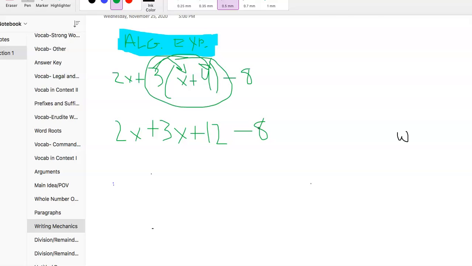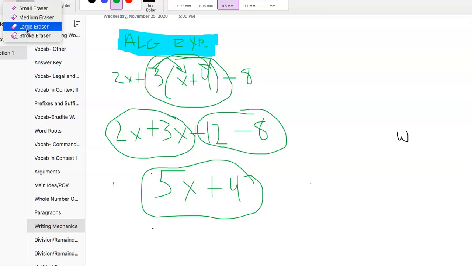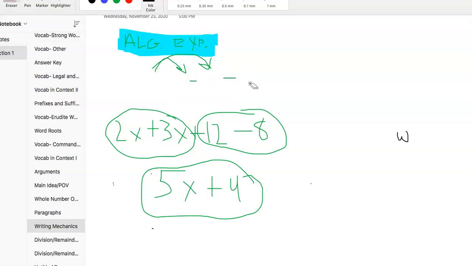Okay, and then we can just look to combine, right? So we have this 2x and 3x, which we combine, and we have this 12 minus 8, which we combine. So 2x plus 3x is 5x, and 12 minus 8 is 4. That's all you got to do. And then we've got 5x plus 4. That's our answer. We're happy with that, and our first question is done.